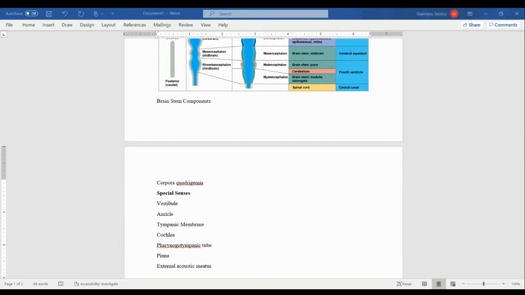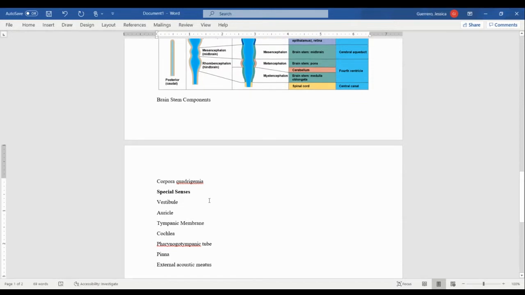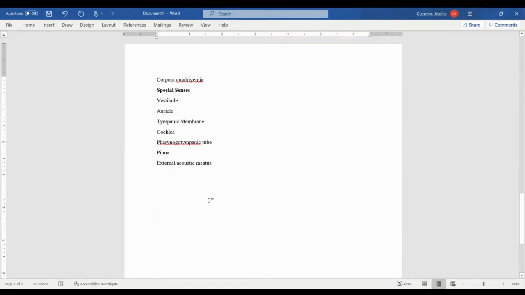Let's see. What else do we have here? So this is special senses. It's not specifically tied to a special sense, but what you need to be familiar with is the cerebral lobe and the sense that it's associated with. So the prefrontal lobe, what sense is it associated with?